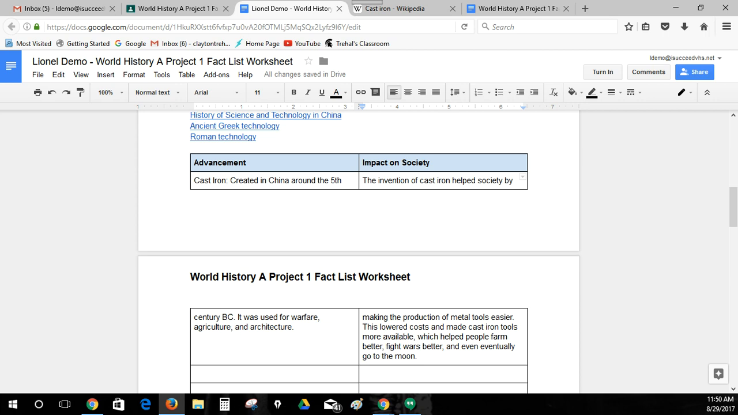So what would be illogical would be for me to say the invention of cast iron helps society by making metal more expensive and making tools harder to make. Do you see? One, it's not true, but two, it's not logical. Helping society is cheaper tools. It's easier. It's things like that. So what goes into the impact, this side of the equation comes from your mind, and it's a very, very important part of the essay.